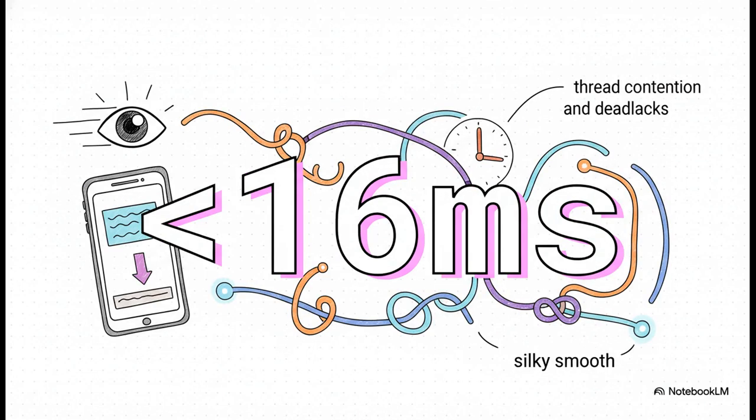And here is our second critical number. This one isn't the limit for death, it's the budget for life. For an app to feel silky smooth, running at a perfect 60 frames per second, everything, and I mean everything, needed to draw a single frame has to happen in under 16 milliseconds. That's 16 thousandths of a second. Blink and you've missed it several times.